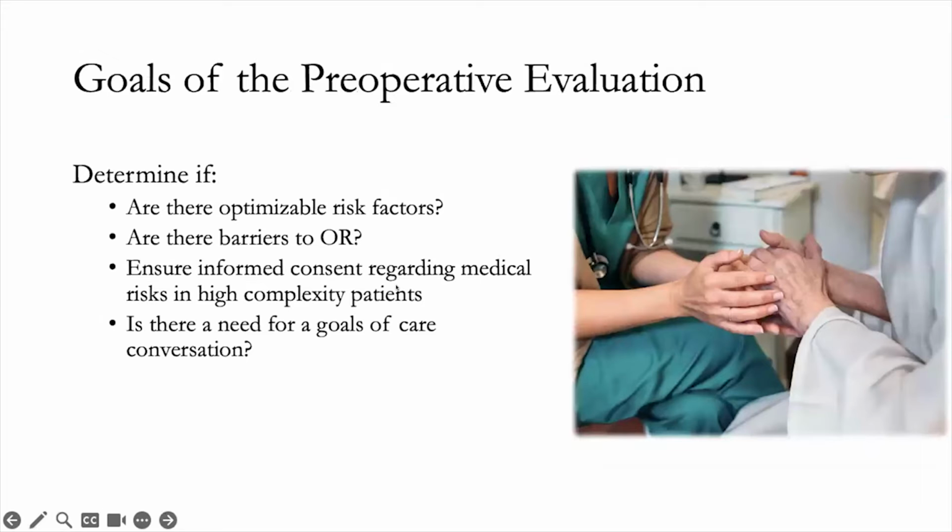So the goals of the preoperative evaluation, when you consult your colleagues, whether they be in rodeo, geriatrics, or medicine, and whether that be in the inpatient setting or the outpatient setting, are similar. We want to know, does this high-risk patient understand their medical risks enough? Are they informed enough to have truly informed consent? Are there any barriers to the OR? Is there any other testing that needs to be done to get the patient to the OR in the timeline that the surgeon has prescribed? Are there any risk factors that still might be optimizable within the operative timeline? And in a really high-risk patient, of course, is there a need for a goals of care conversation?